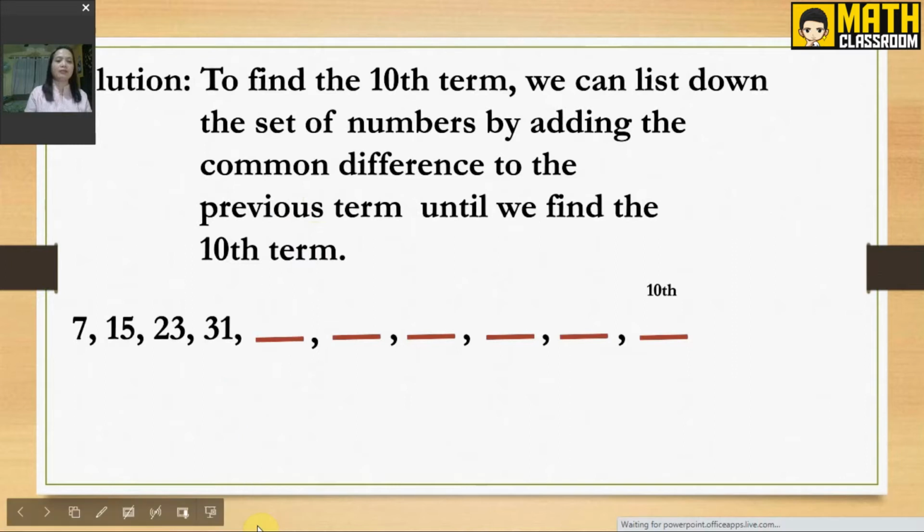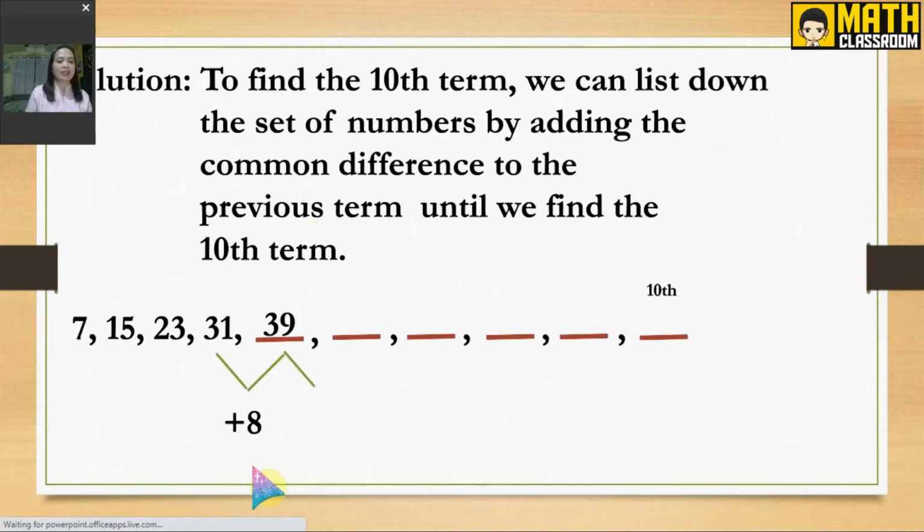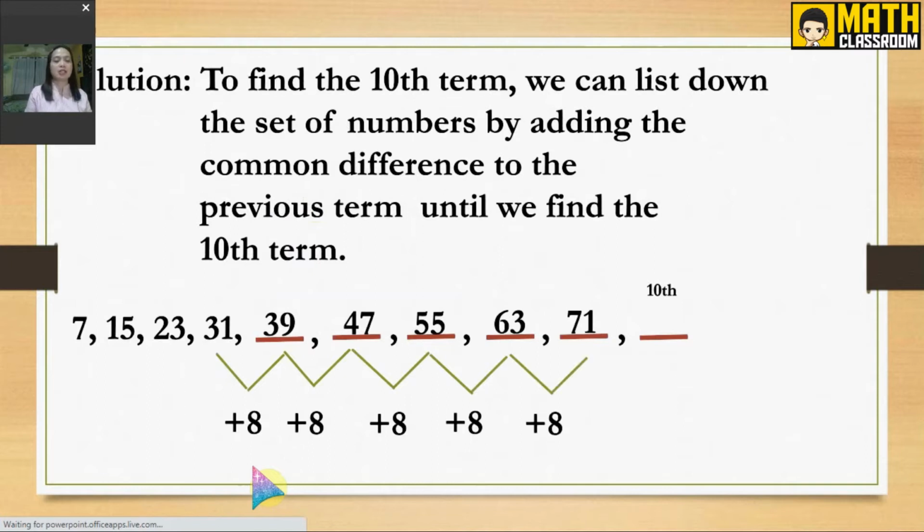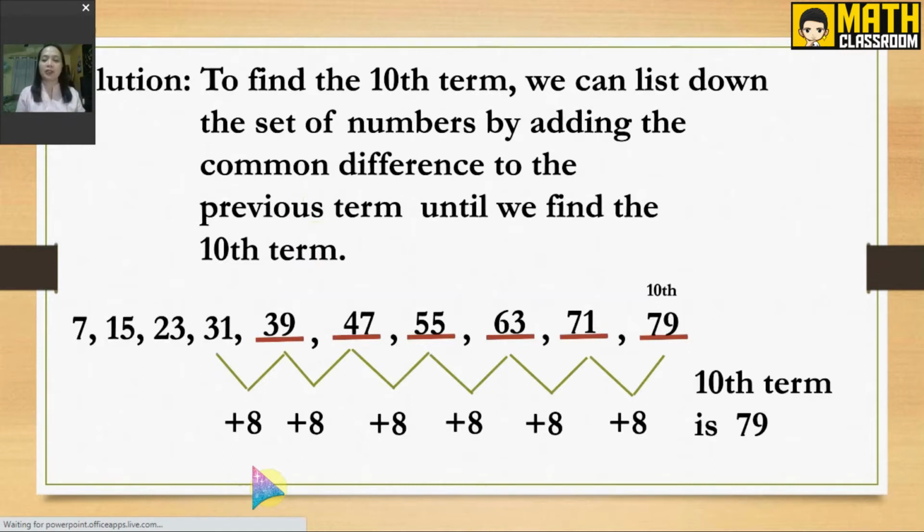So 31 plus 8 is 39. 39 plus 8 is 47. 47 plus 8 is 55. 55 plus 8 is 63. And 63 plus 8 is 71. 71 plus 8 is 79. So therefore, the 10th term is 79.